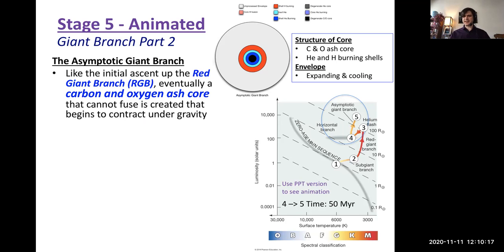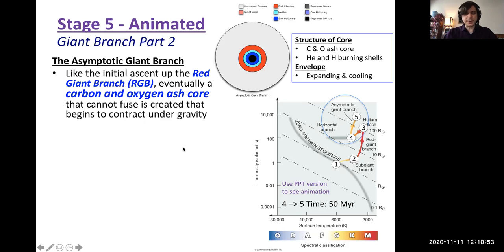So this is the second time that we've been talking about a fusion ash core. The first time is we developed a helium ash core, which caused us to ascend the red giant branch. Now we are developing a carbon and oxygen ash core, which is going to cause us to ascend the asymptotic giant branch. So roughly the same physics is going on in the core of the star. And we will see that we're going to have the same general trend, the same movement on the HR diagram of up to higher luminosity and to the right. So higher luminosity, higher radius, and a cooler surface temperature.